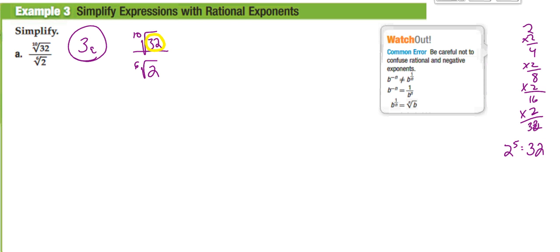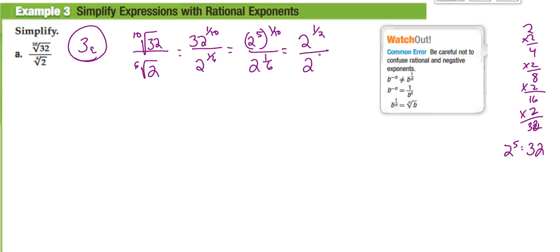Because when I notice this, I notice these can both be written as 2 to a power, and then I can use my fact that if I'm dividing and they're both bases of 2, I'm just going to subtract. So I can rewrite 32 as 2 to the 5th. So this is 32 to the 1/10 over 2 to the 1/6. And 32 is 2 to the 5th, to the 1/10, over 2 to the 1/6. Then this is 2 to the 5/10, or 2 to the 1/2, over 2 to the 1/6.